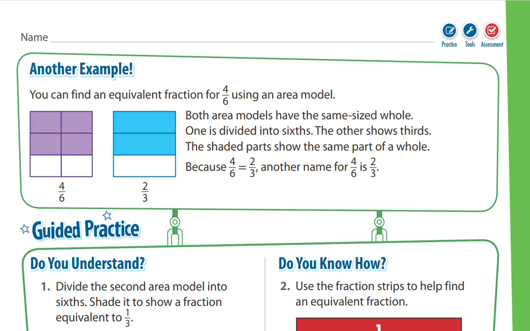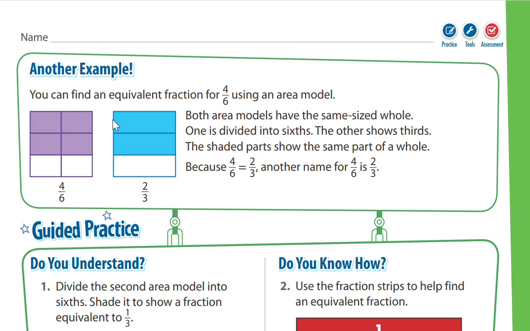Now, with our pictures, we really need to understand that the size of the whole does not change. What I mean by that is I want you to take a look at these two pictures here. In the purple picture, the size of the big rectangle is the exact same size as the big rectangle over here with the blue fraction strips. If we think about a candy bar, and we break up a candy bar, we can break it up into as many pieces as we want. But the size of the candy bar never changes. The size of the pieces change, but the size of the candy bar itself doesn't.